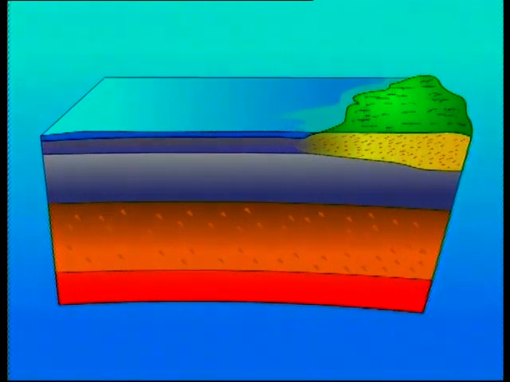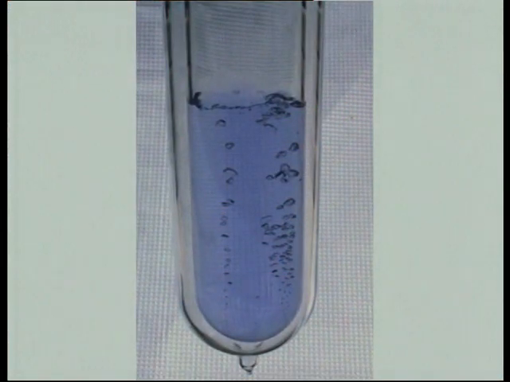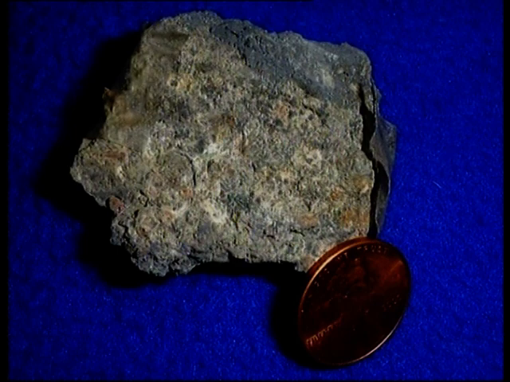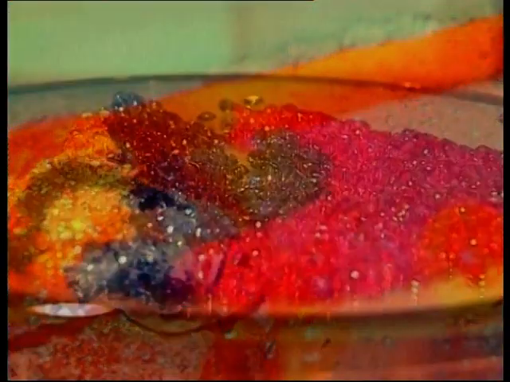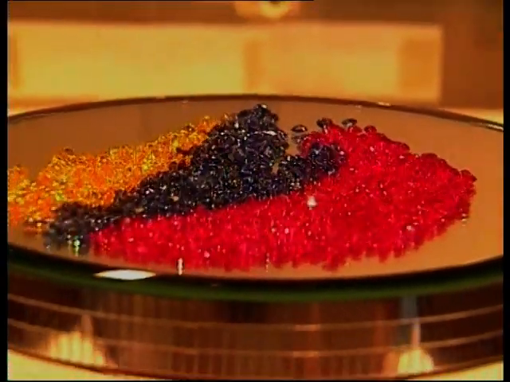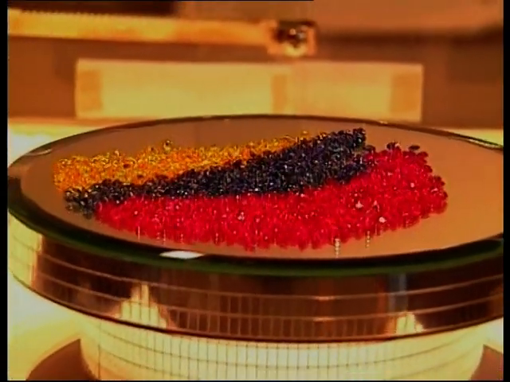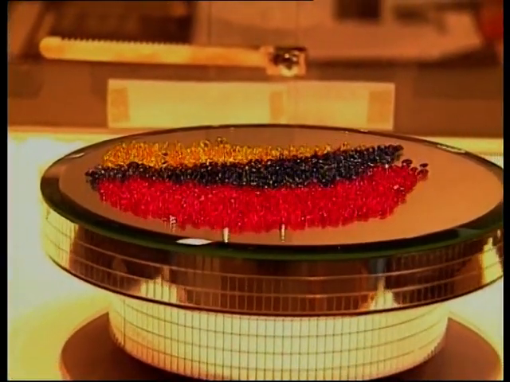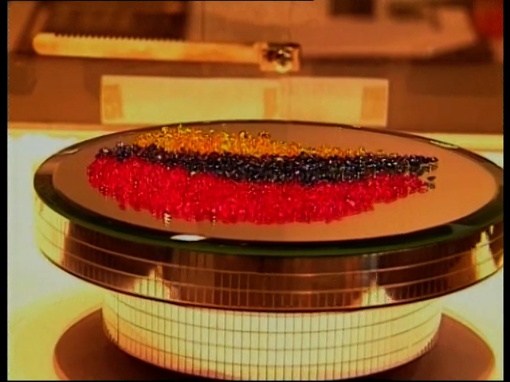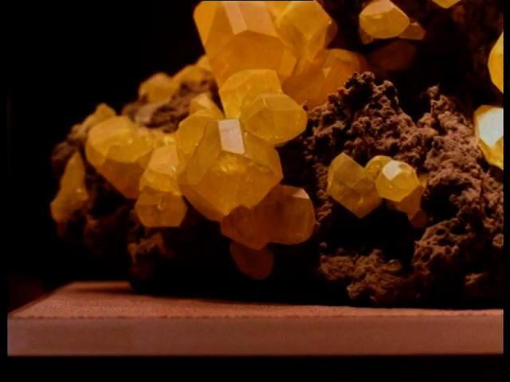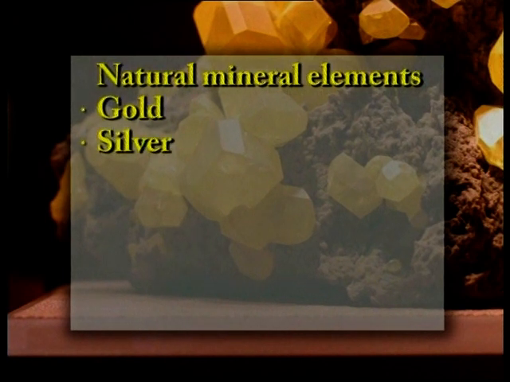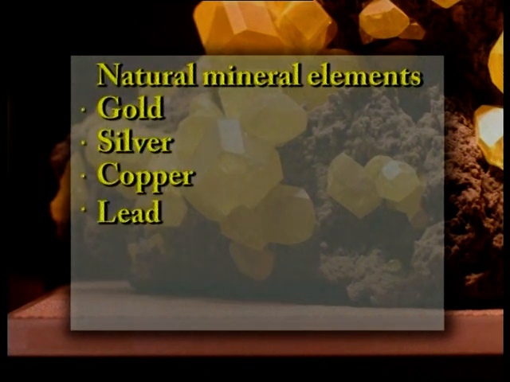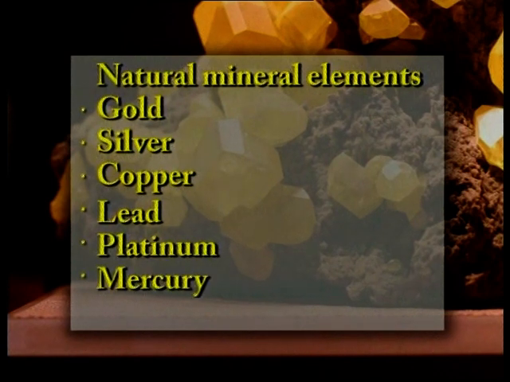Minerals exist in the crust in the form of natural elements or natural compounds. Natural mineral elements are those minerals which exist as free elements. They can exist as elements because they are not active and they cannot combine with other elements. Examples of natural mineral elements are gold, silver, copper, lead, platinum, mercury, and arsenic.